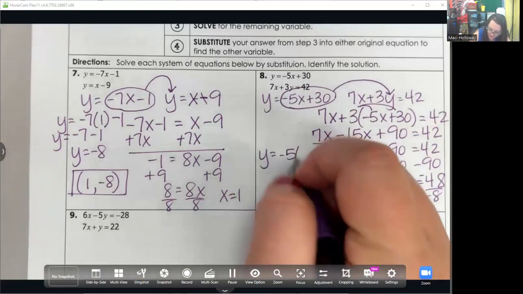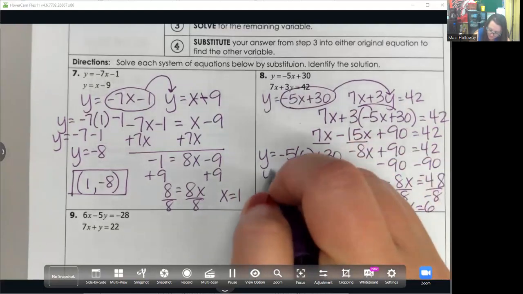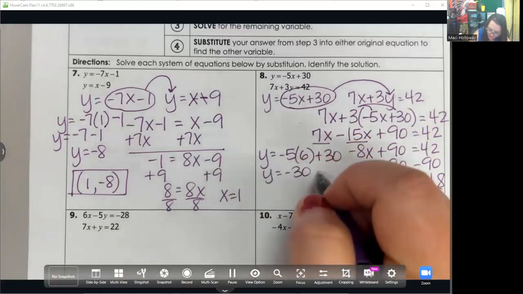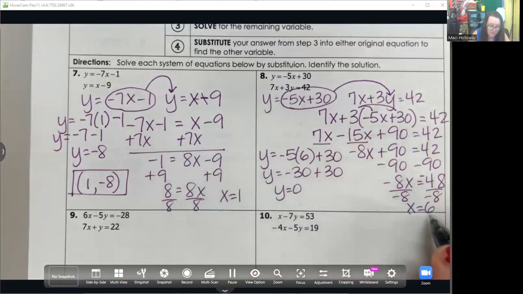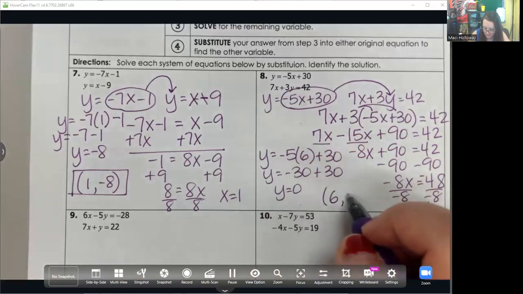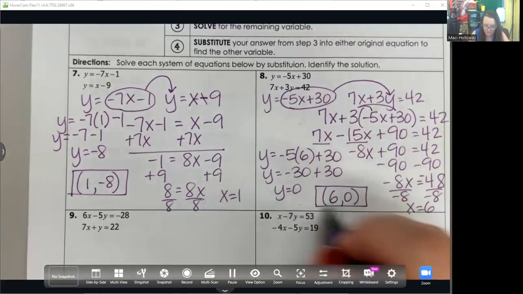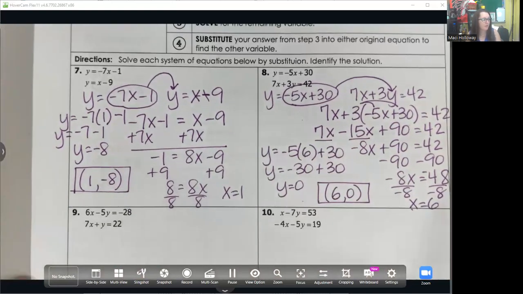Y equals negative 5 times 6 plus 30. Negative 5 times 6 is negative 30, plus 30 is 0. So we have an x value, a y value. I'm going to write my solution as (6, 0). All right, that was two where they were already solved for a variable.